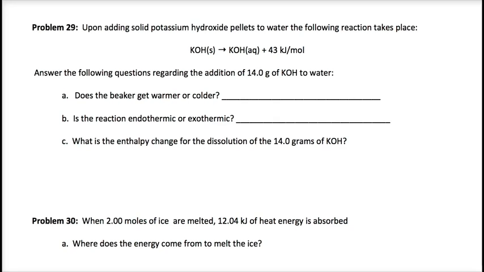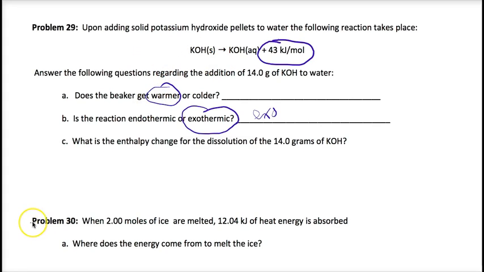Okie dokies. Well, upon adding solid potassium hydroxide pellets to the water, the following reaction takes place. So this is written as a stoichiometric reaction. So notice here is where the energy is located. What side of the arrow is it on? It's on the product side. So what does it tell you right now? If it's on the product side, we can answer this real quick. It's going to be exothermic, because it's written as a product. Does the beaker get warmer or colder? Well, if it's exothermic, then it must be getting warmer.